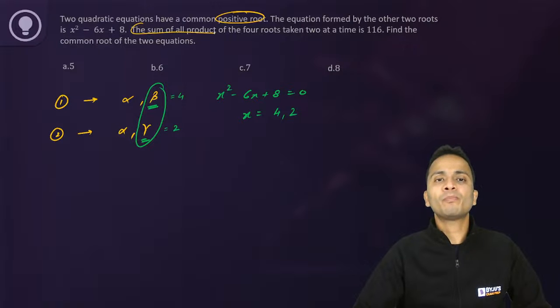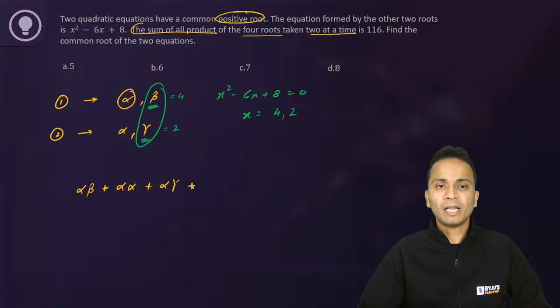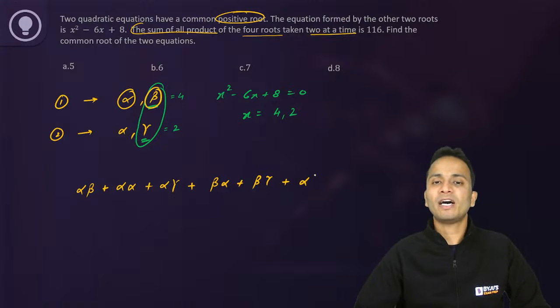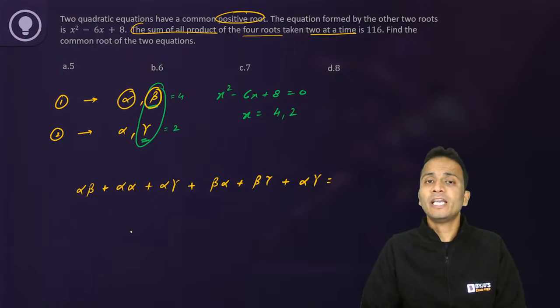The sum of all product of the four roots taken two roots at a time. So I have four roots. Okay. So first of all, I'll treat all of them with alpha. So alpha beta plus alpha into alpha plus alpha into gamma, then I'll consider beta with all of them. So beta into alpha plus beta into gamma plus alpha into gamma. Okay, so these are the sum of all the products of four roots taken two roots at a time.